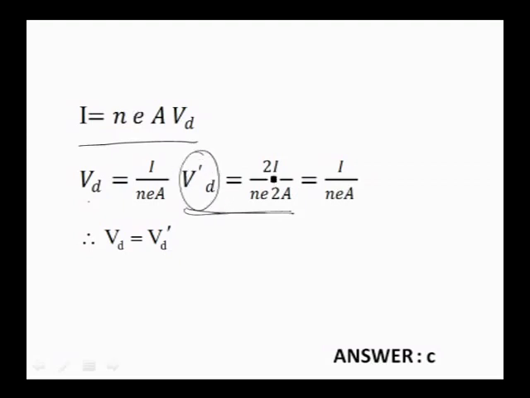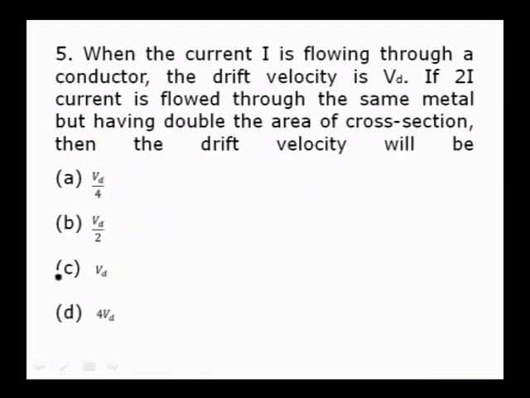See, after the change in area and the current, the drift velocity is Vd dash, which is equal to, the current is double 2I, area is double 2A. These 2s cancel, the remaining is I divided by NAE. See, before that drift velocity is I divided by NAE, after the expansion and increasing the value of the current, it is I divided by NEA. So, therefore, Vd and Vd dash are the same, Vd is equal to Vd dash. The correct option is C, therefore, no change in the drift velocity. This is the correct option.